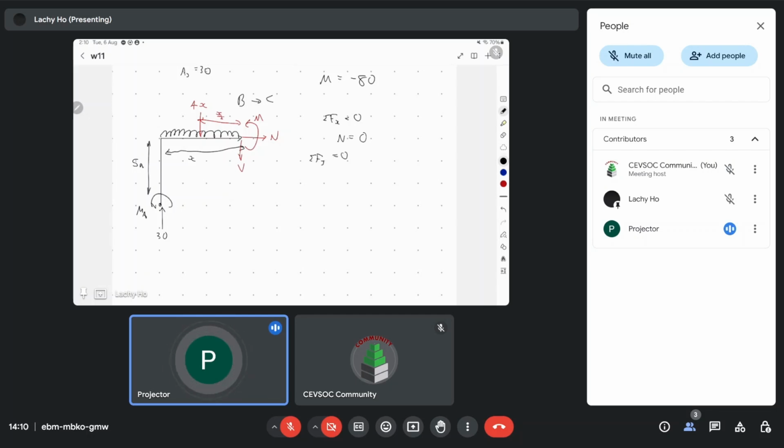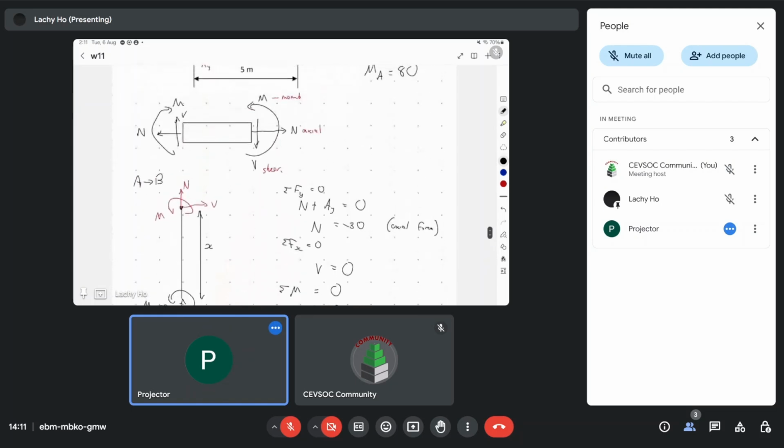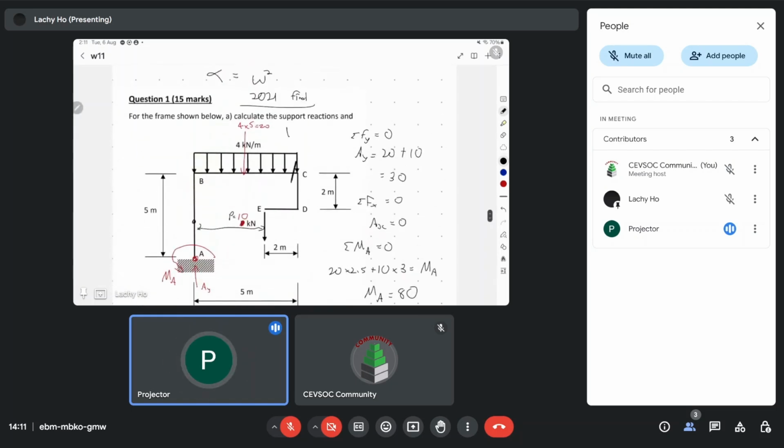Sum of the forces in the y direction equals 0. We have 30 going up, and what do we have going down? We have V, and we have this 4x going down. So V plus 4x going down. That means our shear force, which is equal to V, is 30 minus 4x. What does that mean? If I wanted to find the shear force, let's look at our diagram: V equals 30 minus 4x.